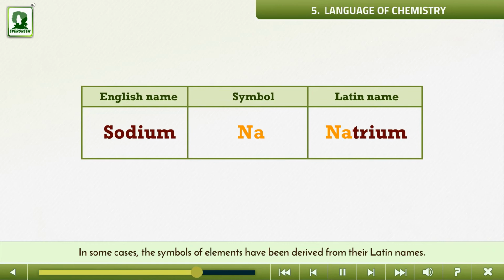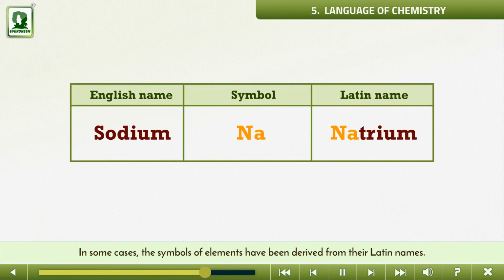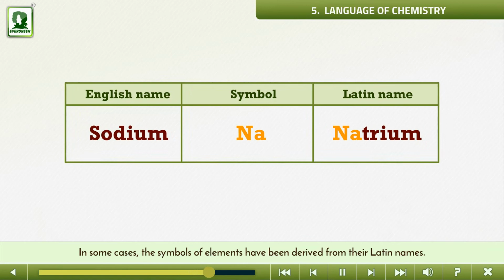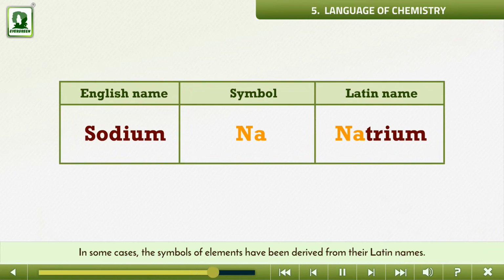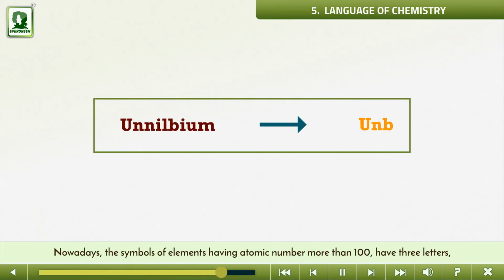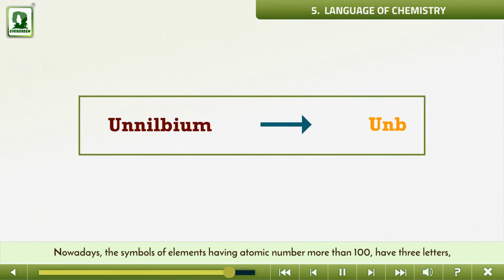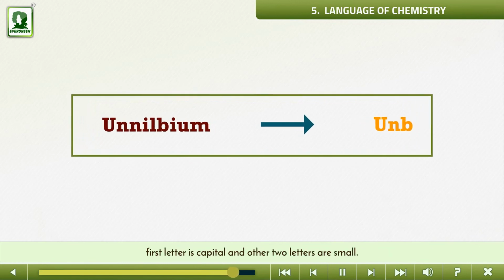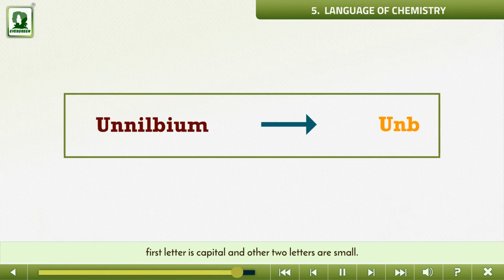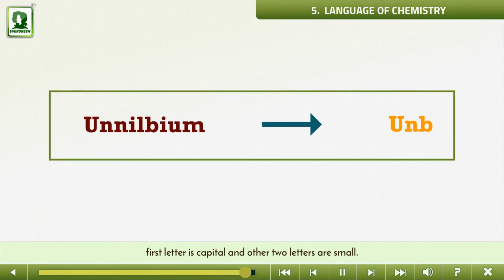In some cases, the symbols of elements have been derived from their Latin names. For example, sodium, Na, derived from natrium. Nowadays, the symbols of elements having atomic number more than 100 have three letters. The first letter is capital and the other two letters are small. For example, unnilbium, Unb.